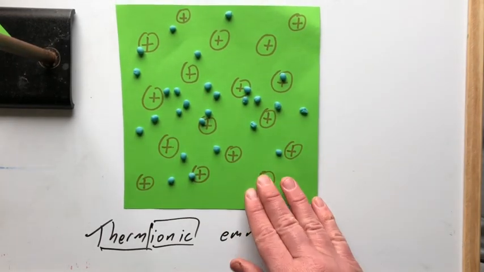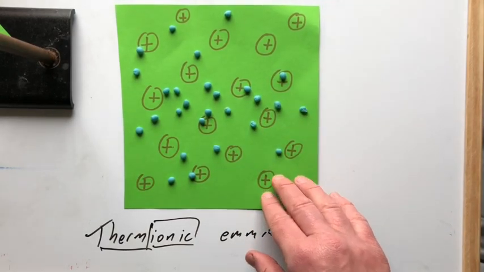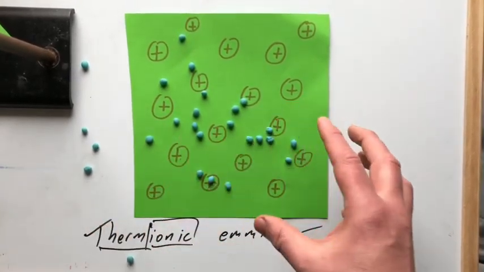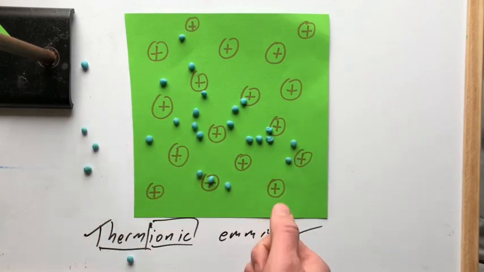If you heat it up, each individual electron, which was moving around with a little bit of kinetic energy, is suddenly going to get more. So they get more kinetic energy, and eventually some of them will reach a point where they have enough kinetic energy to escape the bonds that are pulling them back into the metal. These guys here will have been emitted thermionically.